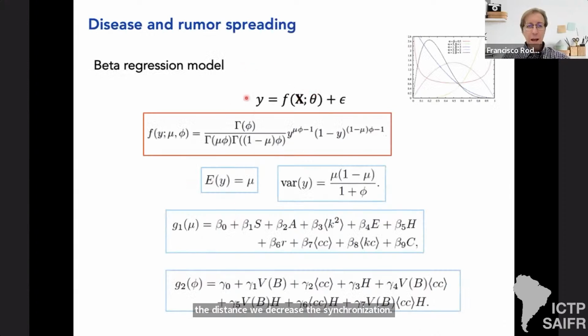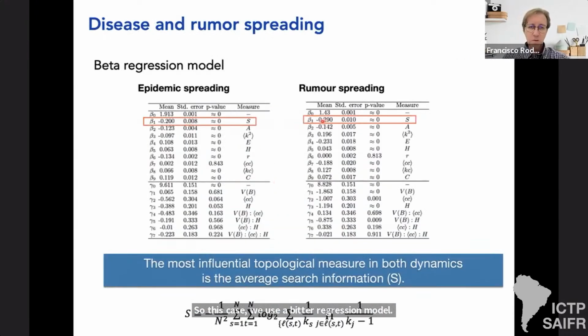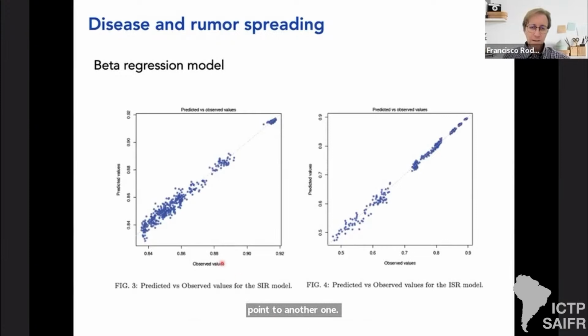Following the same idea, we can apply this to epidemics. In this case, we use a beta regression model. Again, we can infer the importance of each network measure. For epidemic spreading and rumor spreading, we verified that the average search information is the most important network property. The average search information is basically the number of yes-or-no questions we need to ask to go from one point to another. So if you want to navigate the network, the average number of questions needed to go from one point to another is the average search information, so our result makes sense. Here is the prediction: these are the observed values and these are the predicted values. You can see a very good correlation, so you can predict epidemic spreading and rumor spreading based on network structure.